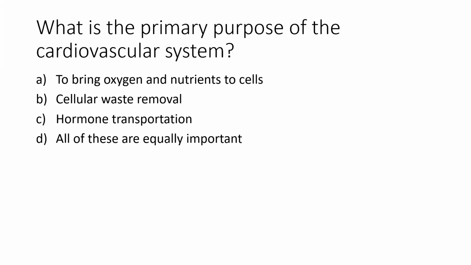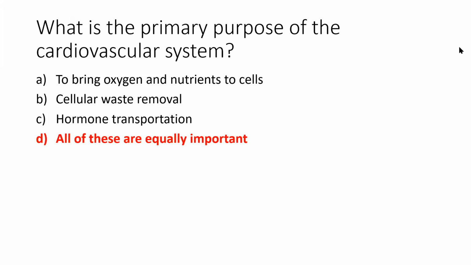What is the primary purpose of the cardiovascular system? So A, to bring oxygen and nutrients to cells, that's true. B, cellular waste removal, also true. Hormone transportation, also true. And so the most appropriate answer here would have been D, all of these are equally important. All right, so these are some of the major functions of the cardiovascular system, none more important than the other, all are equally important.